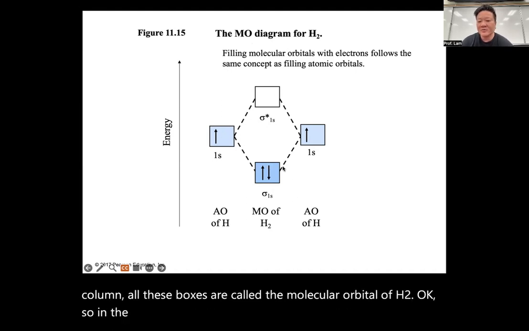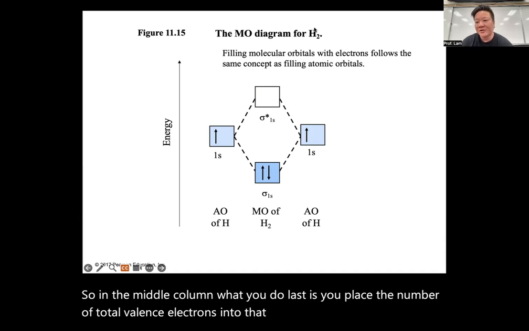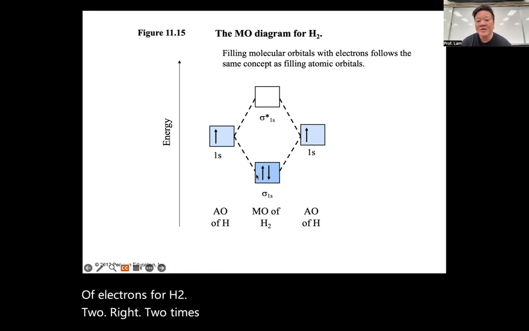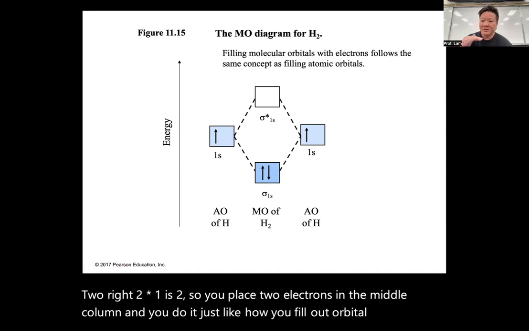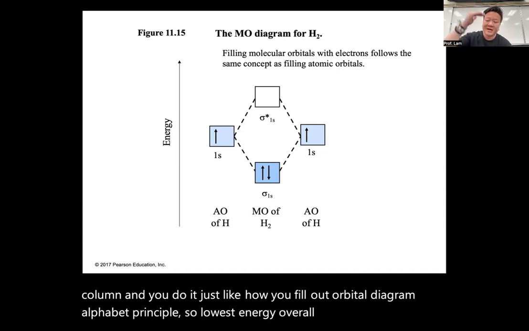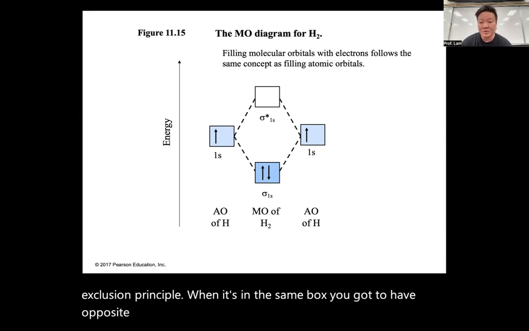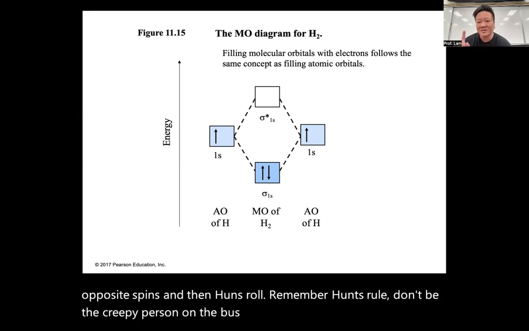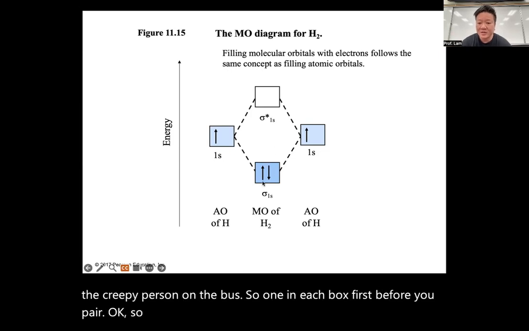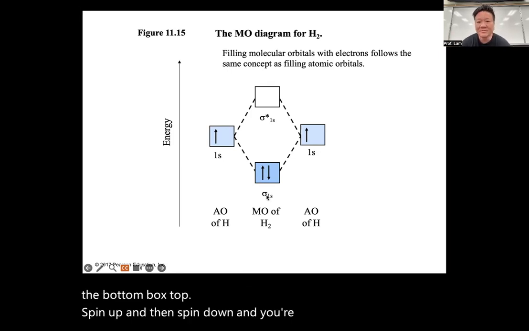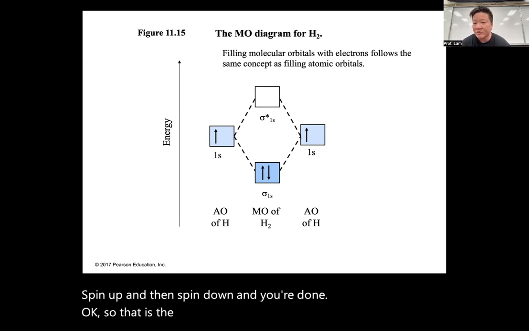So in the middle column, what you do last is you place the total number of valence electrons into that column. Just like how you do for Lewis structure, what is the total number of electrons for H2? 2, right? 2 times 1 is 2. So you place 2 electrons in the middle column, and you do it just like how you fill out an orbital diagram. Aufbau principle, lowest energy orbital first to highest. Pauli exclusion principle, when it's in the same box, you've got to have opposite spins. And then Hund's rule. Remember Hund's rule? Don't be the creep person on the bus. So one in each box first before you pair it. So with 2 electrons, obviously you're going to start at the bottom box, spin up, and then spin down, and you're done. So that is the molecular orbital diagram for hydrogen.